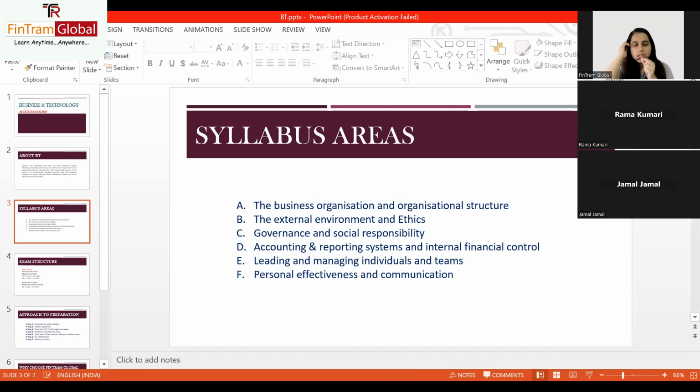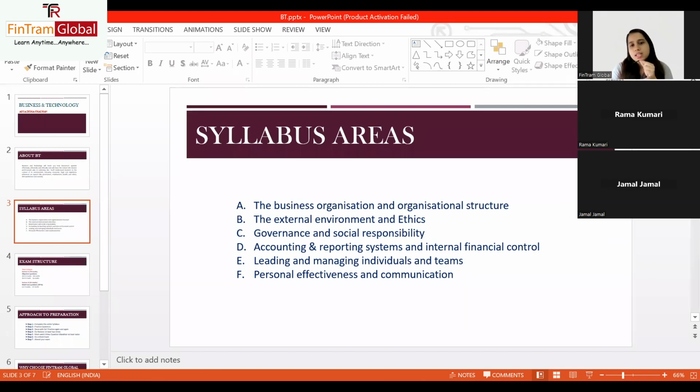Then there is the external environment and ethics, wherein many things will be covered, from political factors, legal factors, and economic factors. Again, something previously seen in the economics subject. We have studied microeconomics, macroeconomics, what was demand, supply. So all those concepts are again being studied here. And of course, a few other topics like ethics, which was not really done then, but since ACCA is a professional qualification, ethics becomes an important focus there.